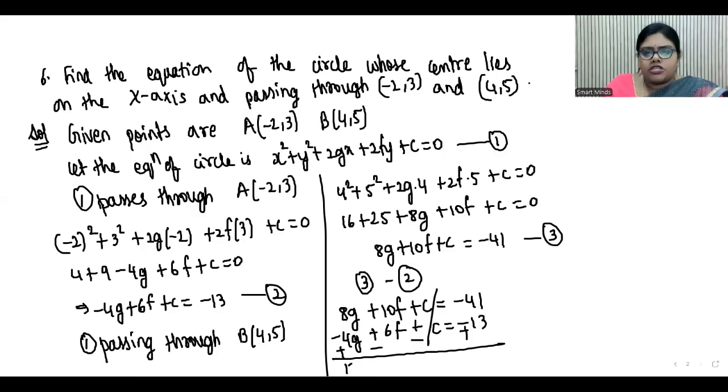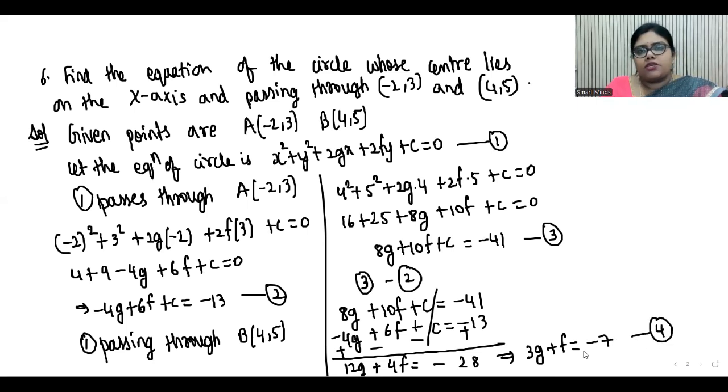8g plus 4g is 12g, plus 4f is equal to minus 28. Now we can take 4 common. So we get 3g plus f is equal to minus 7. This is equation number 4.